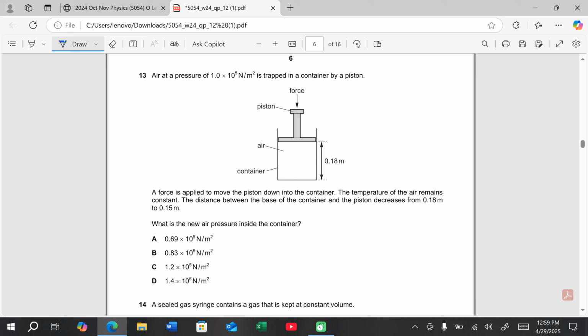What does question number 13 say? It says a force is applied to move a piston down into the container. The temperature of the air remains constant. The distance between the base, you need to pardon me for a minute.